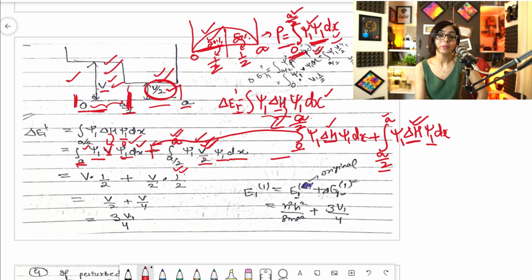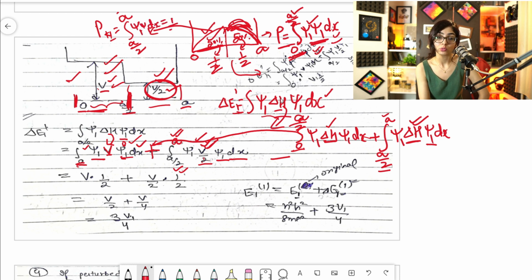If I have to write probability for finding in this semicircle or in this area, what will I do? I will write like this: probability for second part, that would be a by 2 to a, and that would be this one, psi 1 again psi 1 and dx. You know that would be again 1 by 2, and here also it would be 1 by 2. So we have two things here. This is the formula and this is the value. This is again for the second part, this is the formula and this is the value. Clear? So let's see what will happen here.